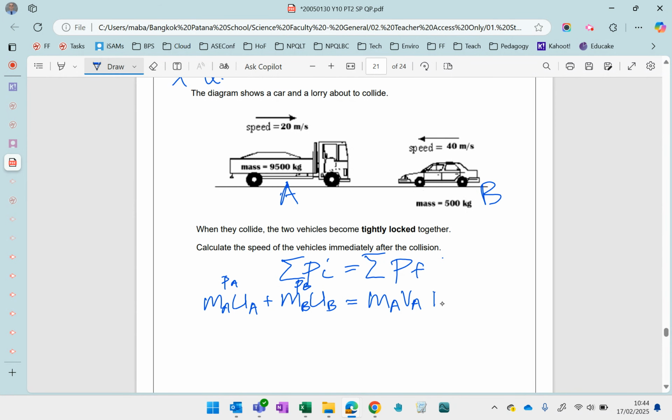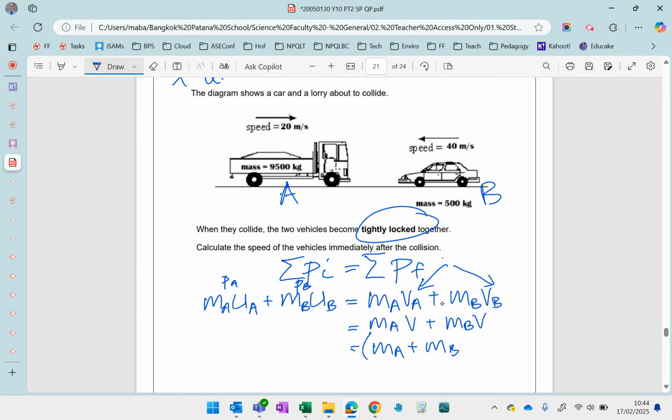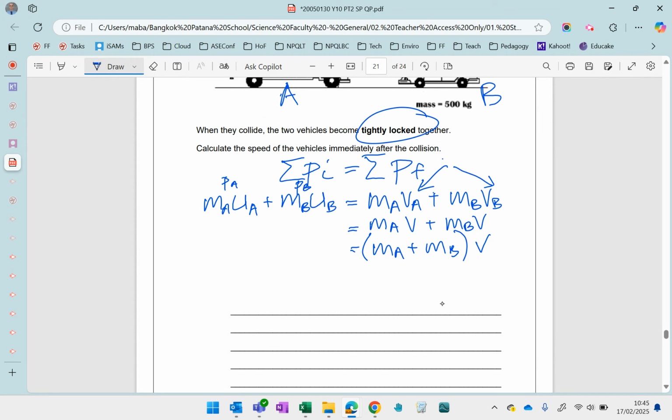MAVA plus MBVB. But because the question tells us that they become tightly locked together, it means that these two velocities on the left-hand side must be the same as each other. So that means we can write it as MAV plus MBV. And then if you're good at maths, you realise that we can take out a common factor of V there. Okay, so I've got my formula ready to go now.